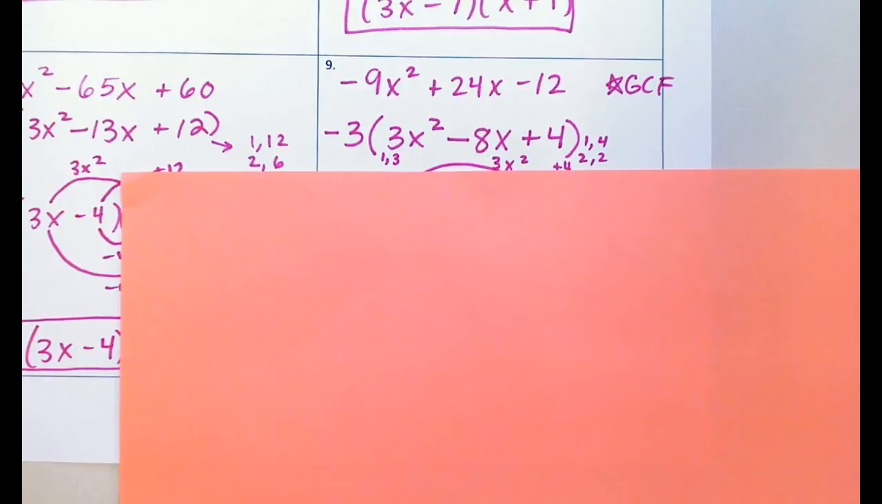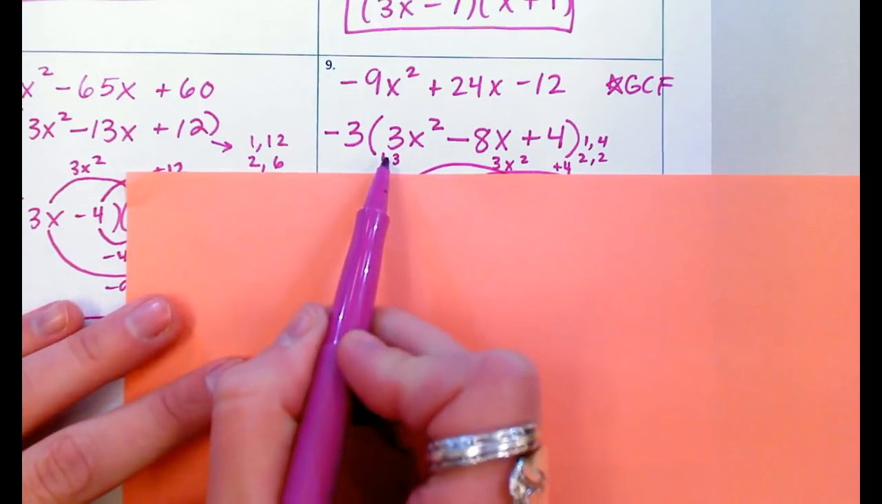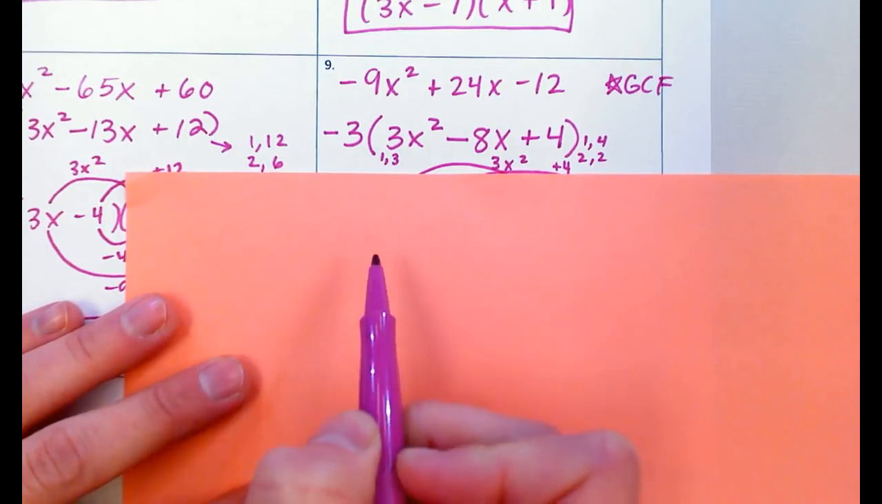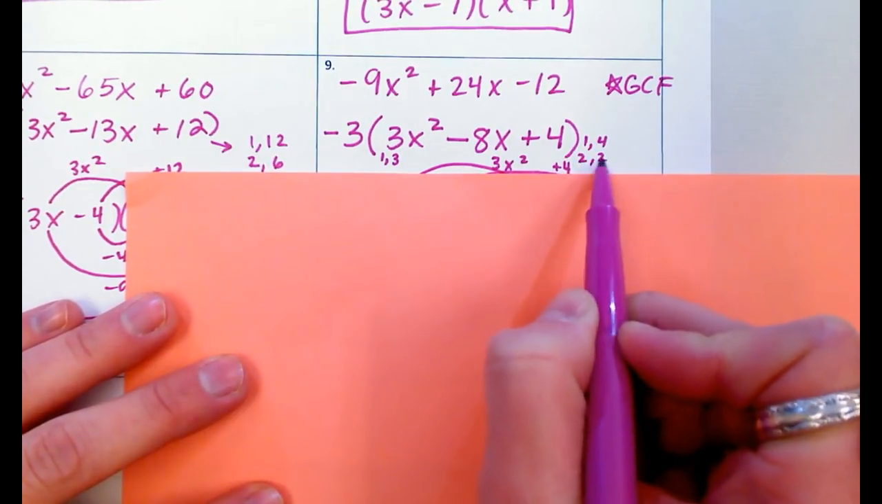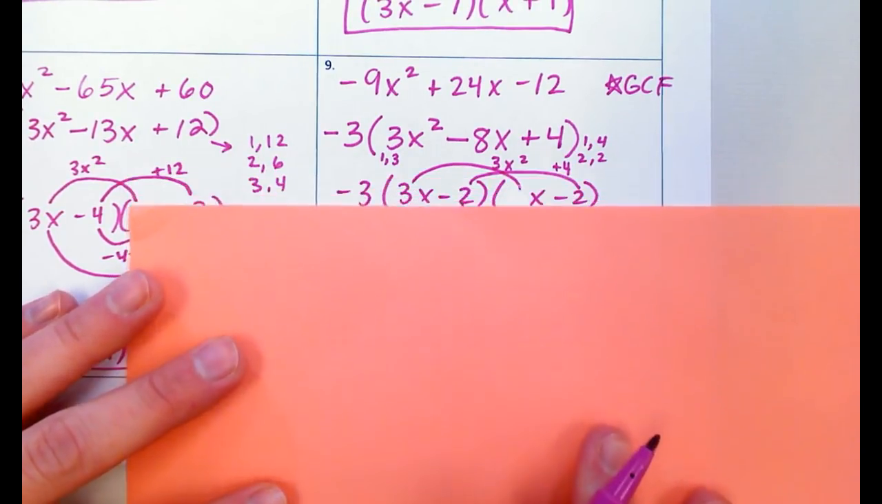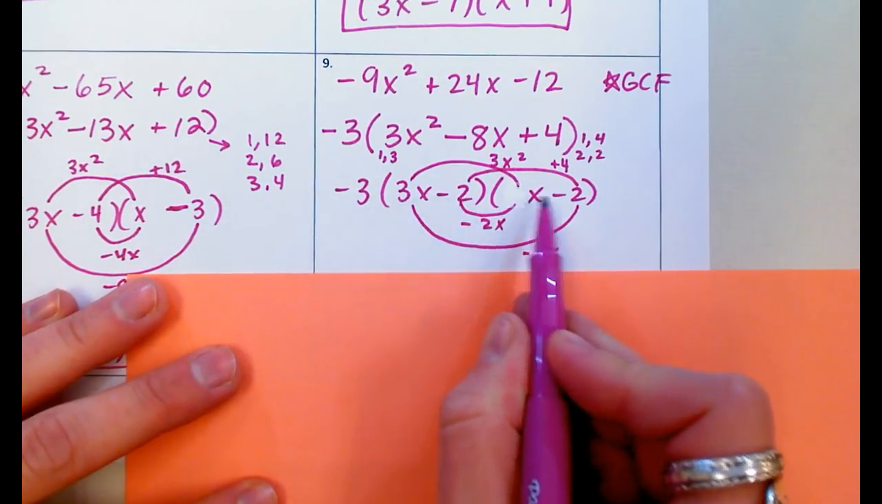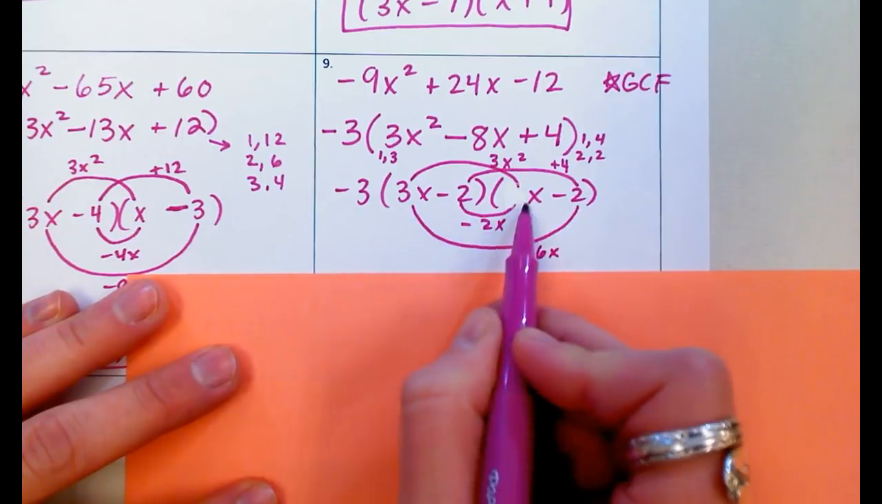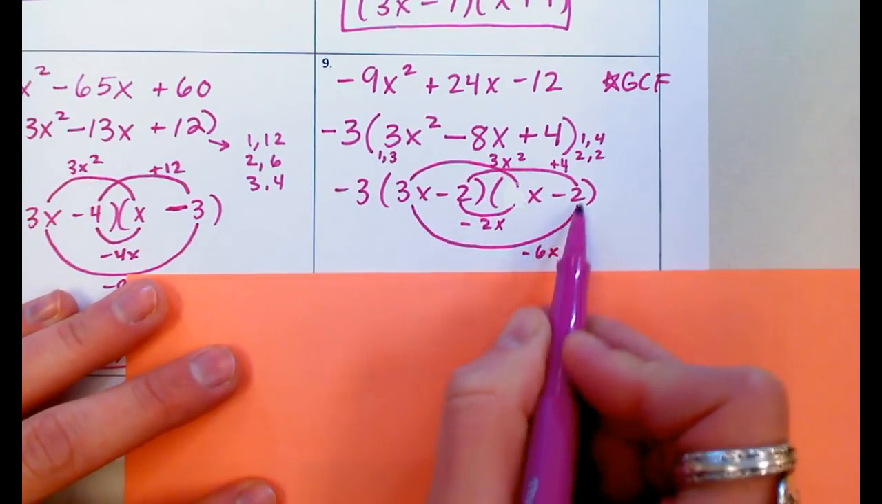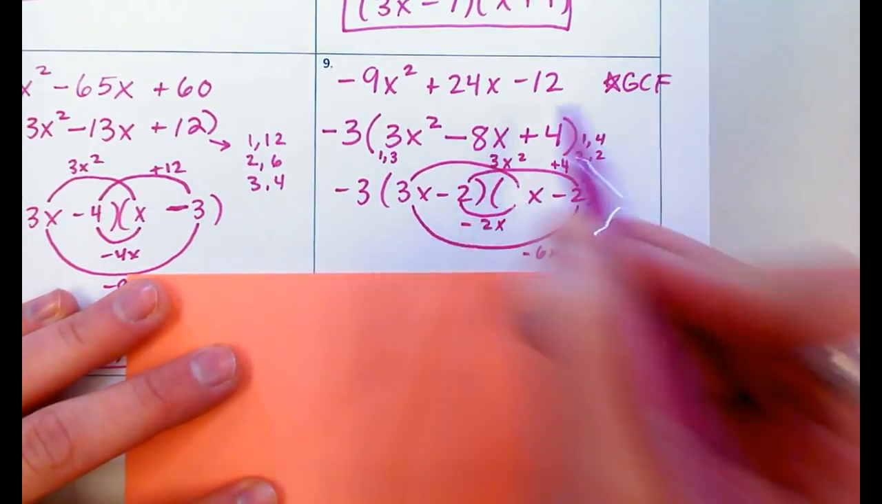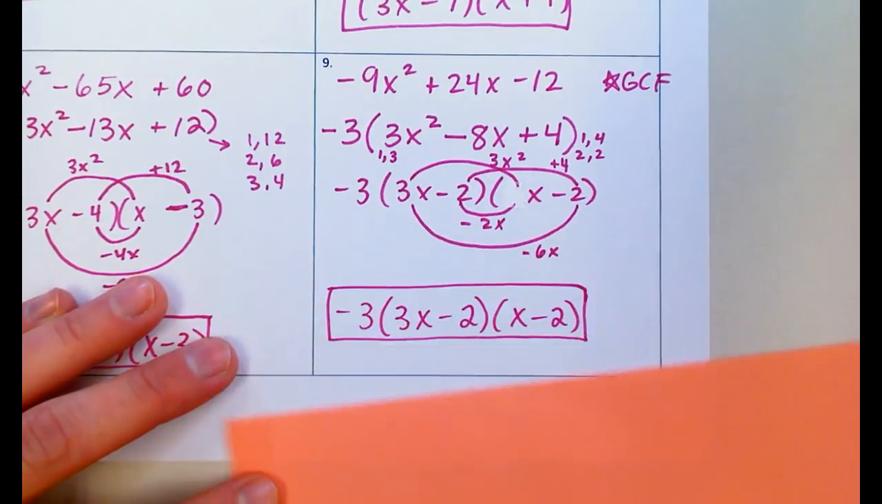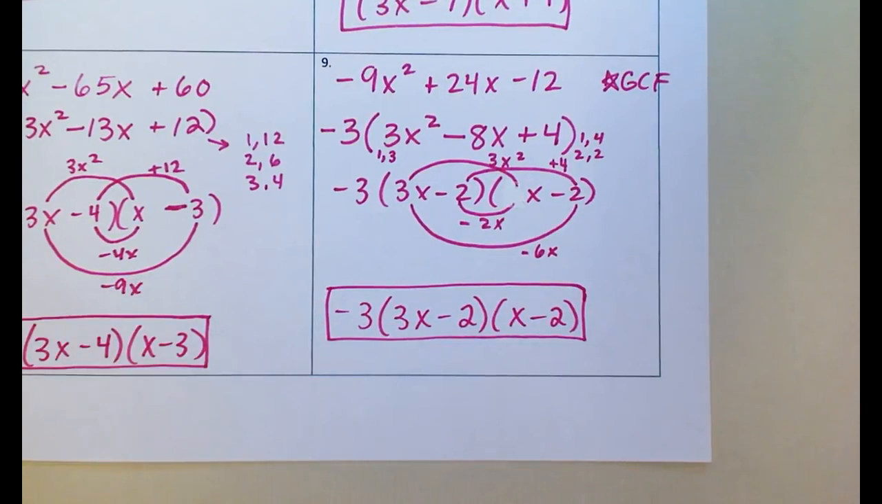Okay, hopefully you had some success factoring this one out. After we got that negative 3, my factors were 1 and 3 for my first term, and 1 and 4, and 2 and 2 for my last term, to which I got my factors to be 3x minus 2 and x minus 2. This one gave me negative 2x. This one gave me negative 6x, which added together to my negative 8x. My final answer: negative 3 times 3x minus 2 times x minus 2.